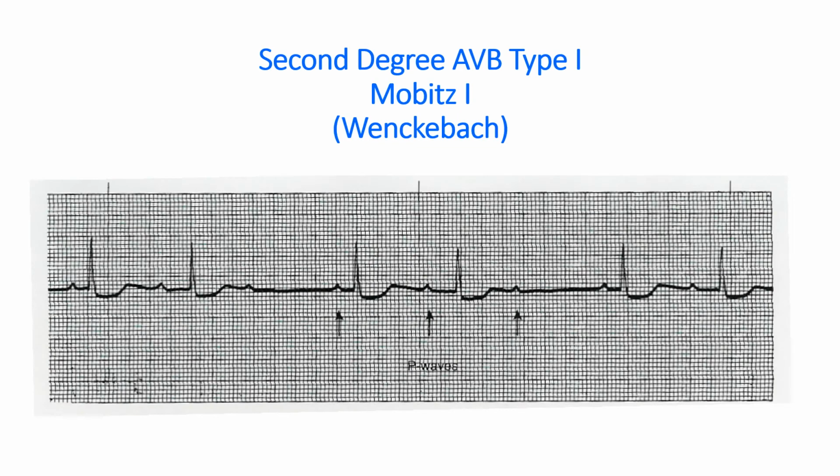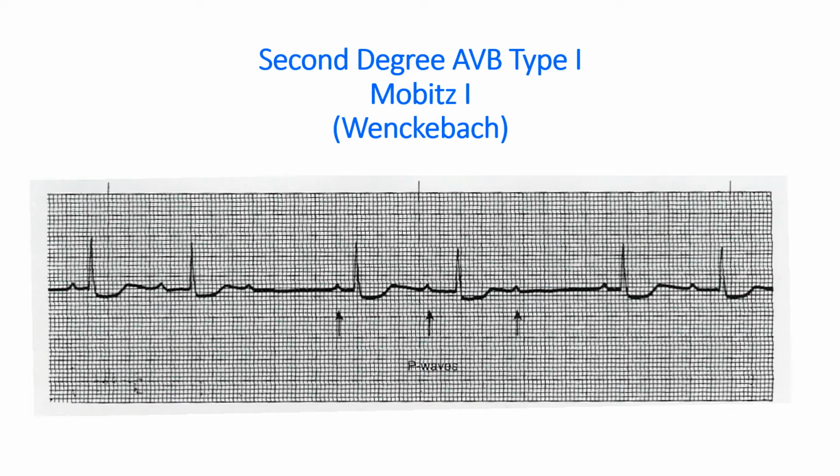In second degree AV block type 1, we also may call it Mobitz 1, and some people may call it a Wenckebach. One of the things you're going to see is these terms are all interchangeable. They are all in common use. So you may hear second degree type 1, second degree Mobitz 1, or Wenckebach. They all mean the same rhythm.